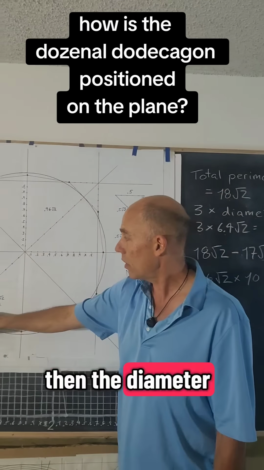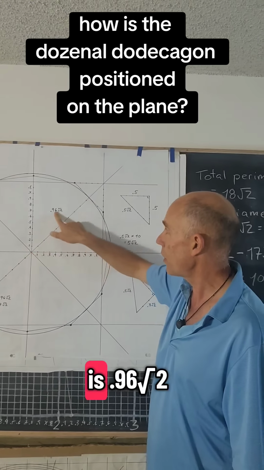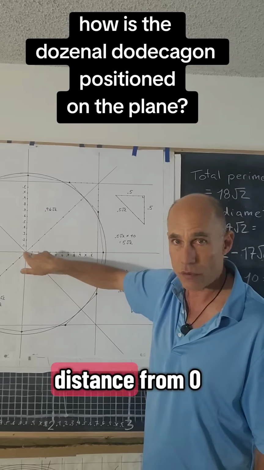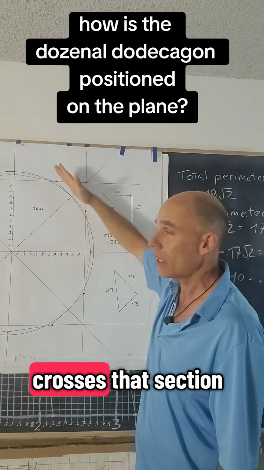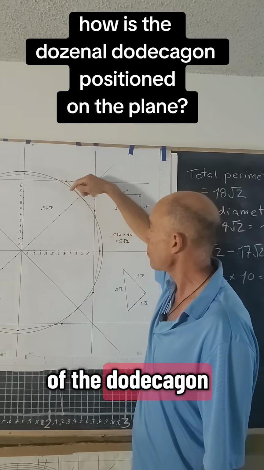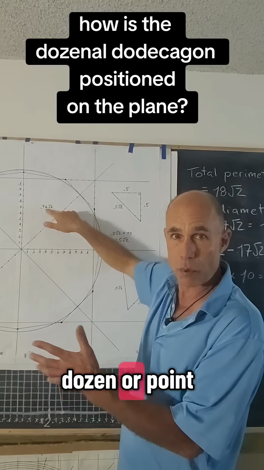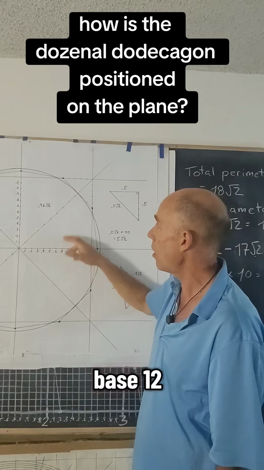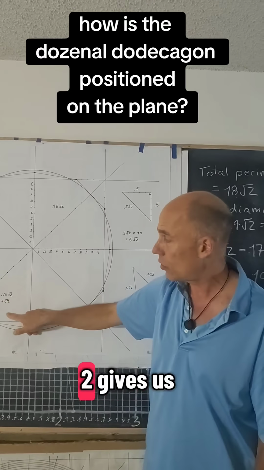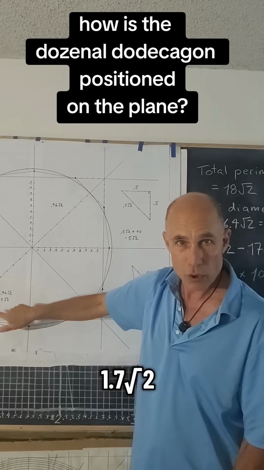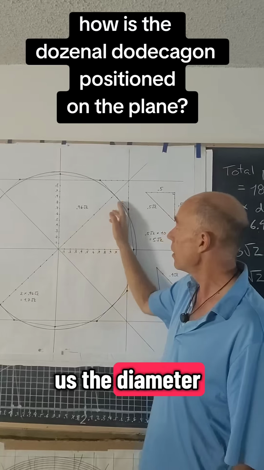Then the diameter of the circle that we've drawn using this point here is 0.96 root 2. So that's the distance from 0, 0 to where that line, the 45-degree line, crosses that section of dodecagon. Remember, 6 is half of a dozen, or 0.6 is half of 1 in base 12. So we multiply that by 2. 2 times 0.96 root 2 gives us 1.7 root 2. Again, a base 12 calculation. And that gives us the diameter of this circle.